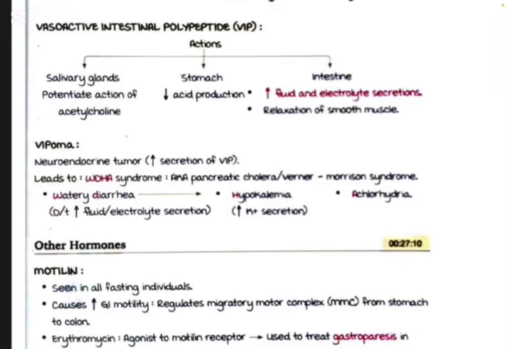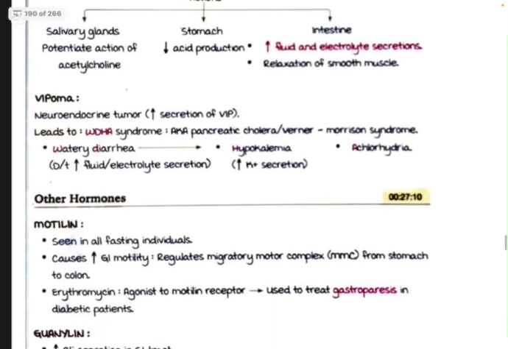VIPoma is a neuroendocrine tumor which secretes VIP, that is vasoactive intestinal polypeptide, and leads to WDHA syndrome, also known as pancreatic cholera or Verner-Morrison syndrome. WD is watery diarrhea, H is hypokalemia, and A is achlorhydria. Watery diarrhea is due to increased fluid and electrolyte secretion. Hypokalemia is due to increased potassium secretion. Achlorhydria is due to decreased acid production in the stomach.